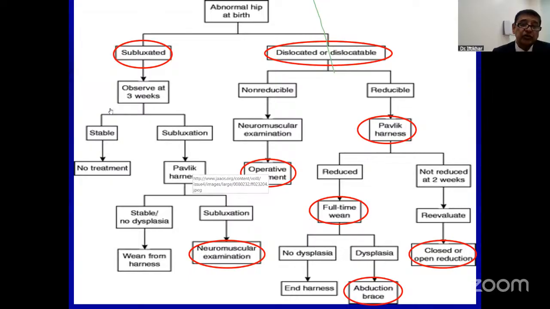Now, if it's a reducible hip, use the pelvic harness, and the harness will tell you if it's reduced in 2 weeks, then continue the pelvic harness. If it is not reducible, you reevaluate it, and then probably by the time you reach 6 months, you need to have a closed reduction or open reduction of the hip joint.